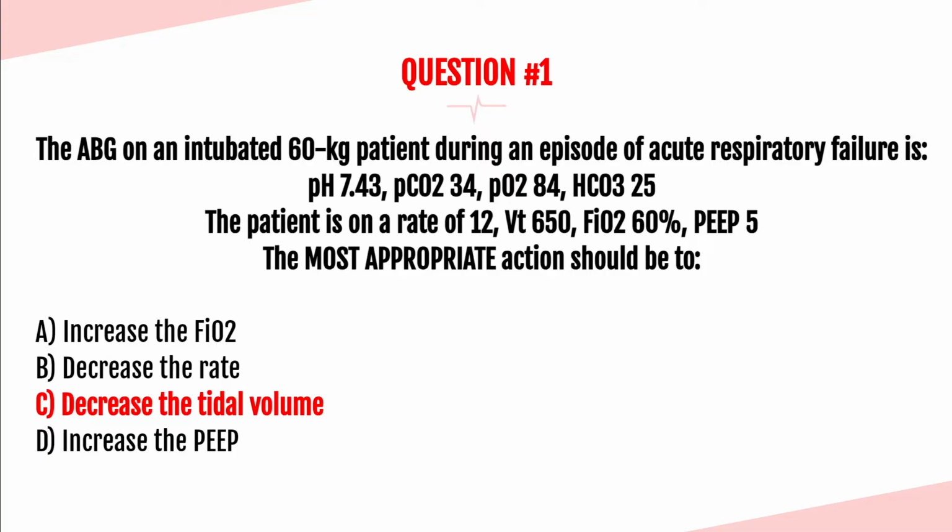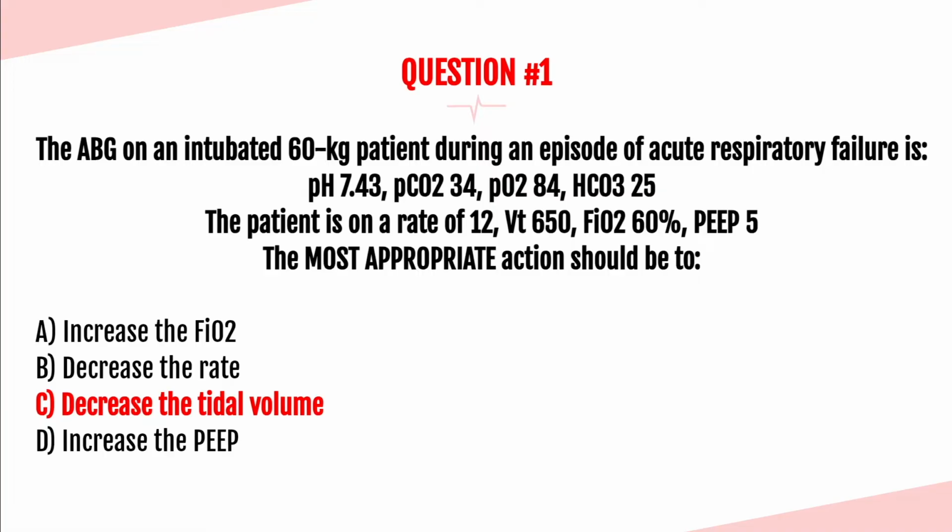So let's start with the pH of 7.43. That's normal. A PCO2 of 34 is slightly abnormal. PO2 of 84 is normal, and the bicarb of 25 is also normal. Looking at the vent settings, nothing looks super out of the ordinary on first glance. So what are we going to do here?